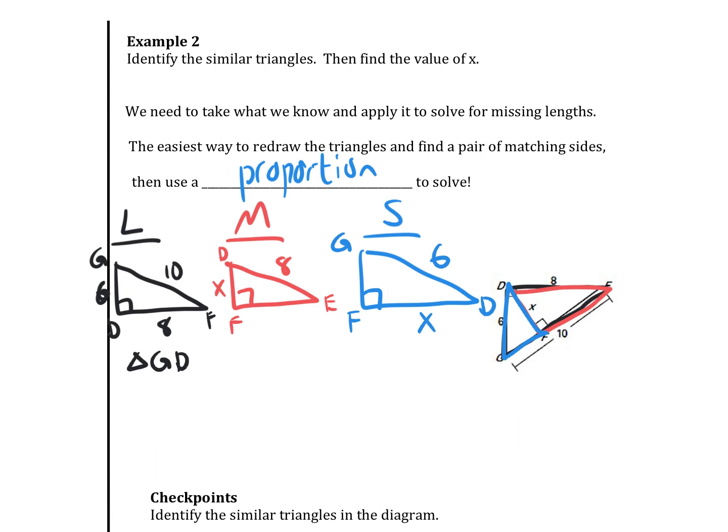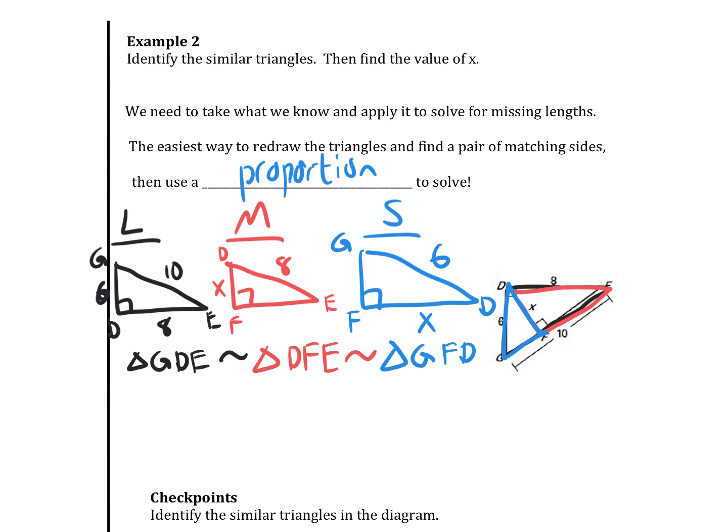Is that an E? I think it should be an E. Oh, it's an E. Whoops. Okay, that's an E. I goofed up there. So GDE. GDE is similar to triangle DFE. Yep, we're good. And that's similar to triangle GFD. Okay, so these are all the matching things here.